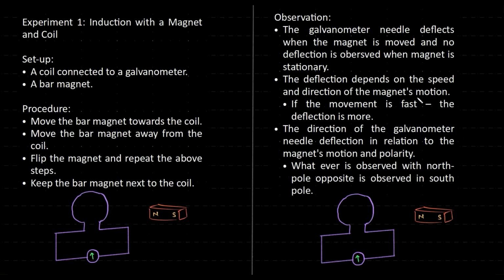Now let's look at the experiments. So the same experiment, whatever we just saw, that's what we're looking at. So the setup is we have a galvanometer. We have a coil. And we have a source of magnetic field, a bar magnet.